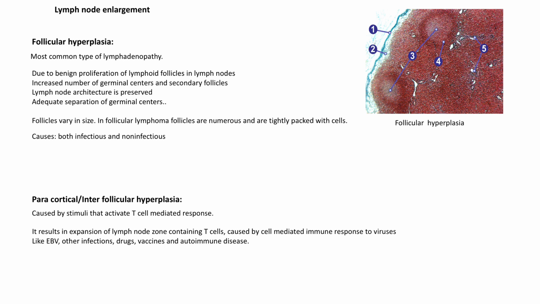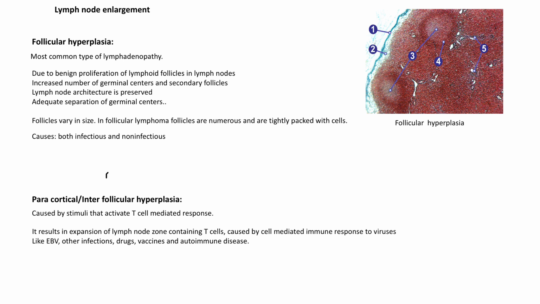Follicular hyperplasia is more common and it involves benign proliferation of lymphoid follicles. It results in formation of follicles of variable size. However, there is adequate distance between these follicles and they have intact mantle zone and marginal zone. It can result from both infectious and non-infectious causes like viral infections, bacterial infections, and inflammatory conditions.